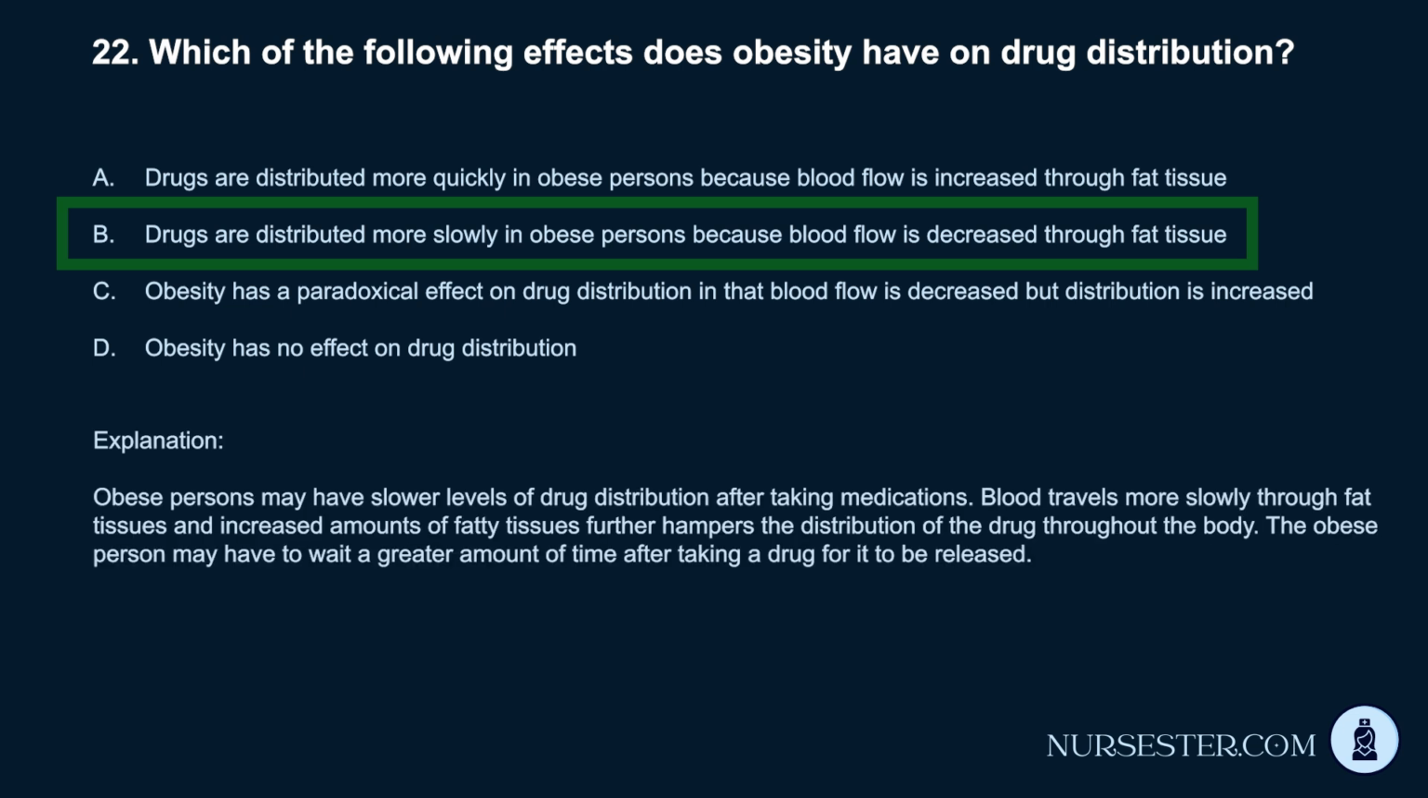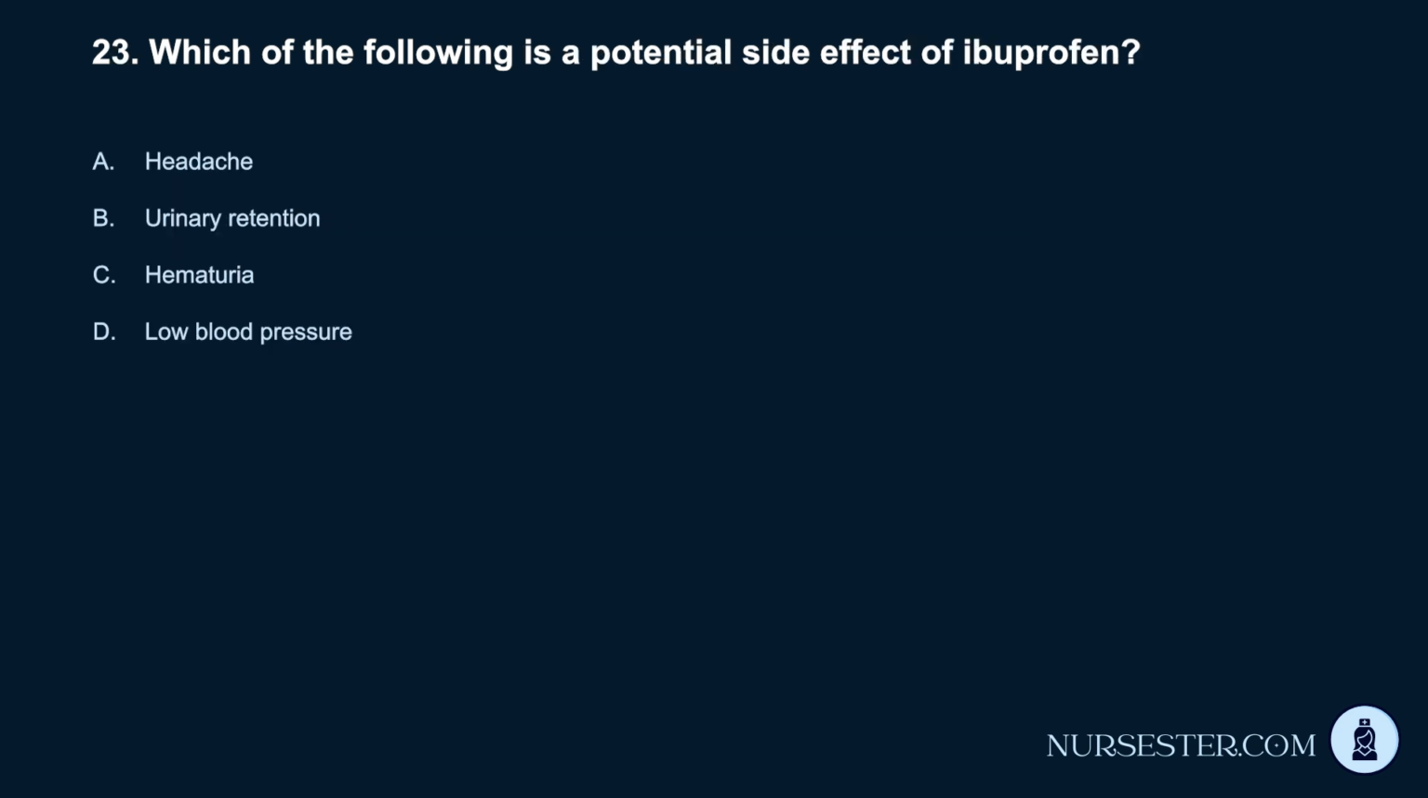Obese persons may have slower levels of drug distribution after taking medications. Blood travels more slowly through fat tissues, and increased amounts of fatty tissues further hampers the distribution of the drug throughout the body. The obese person may have to wait a greater amount of time after taking a drug for it to be released.